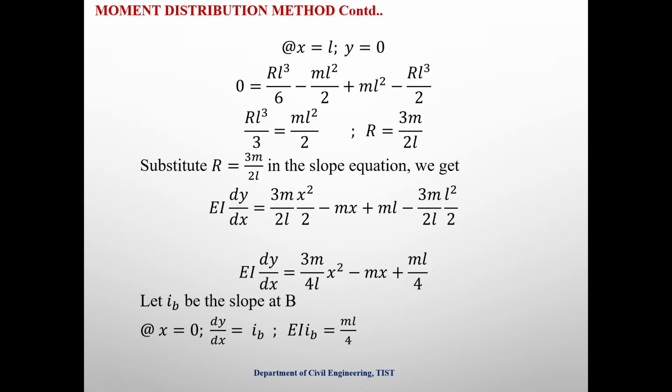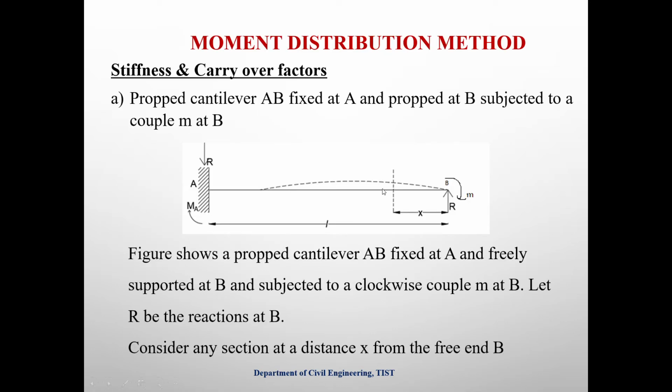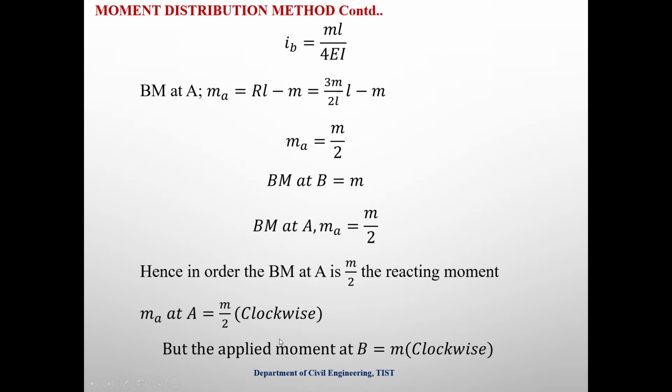Substitute the value of R in the slope equation. After substituting the value of R, use the next boundary condition, that means at B the slope is equal to theta B. That means at x is equal to 0, dy by dx is equal to theta B. Substitute that boundary condition, then we will get EI theta B is equal to ML by 4. Therefore, M can be written as 4EI by L into theta B.